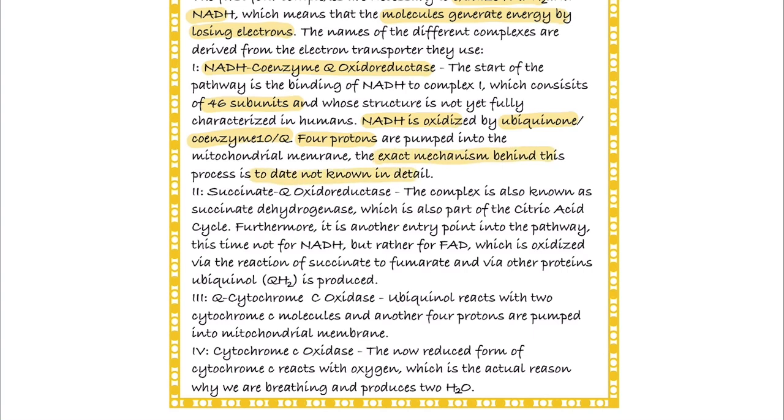Complex 2, succinate Q oxidoreductase, is another complex and an entry point for FAD, which is then oxidized via another reaction, which is succinate to fumarate, and therefore the other proteins produce ubiquinol, so QH2.